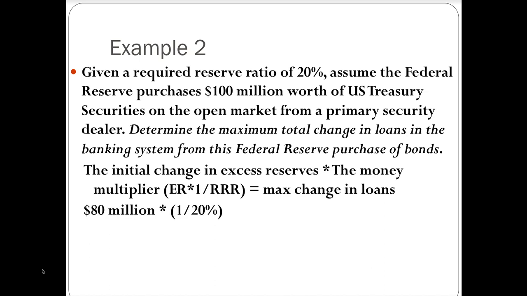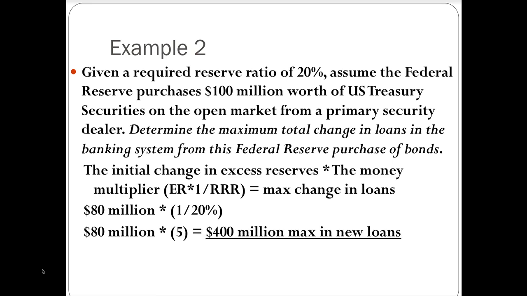So we know that our excess reserves from the previous problem was $80 million. So we can throw that in place of our excess reserves, and we're multiplying that by 1 over the reserve requirement ratio. The reserve requirement ratio we already saw was 20%. Or you could also, if you put that in decimal form, it would be 0.20. So 80 million times 1 over 0.20. So you get 80 million times 5, which is $400 million max in new loans.